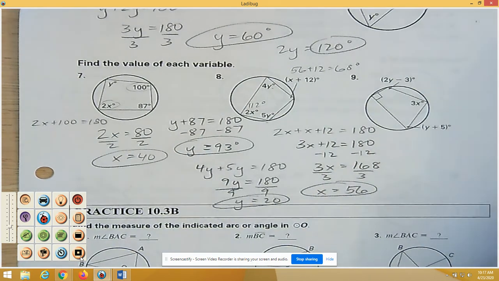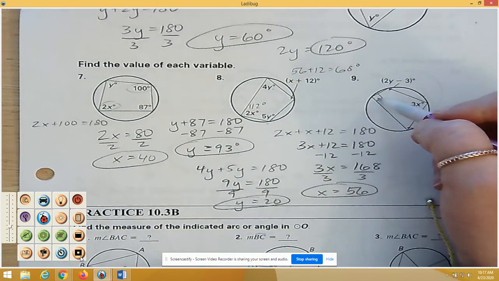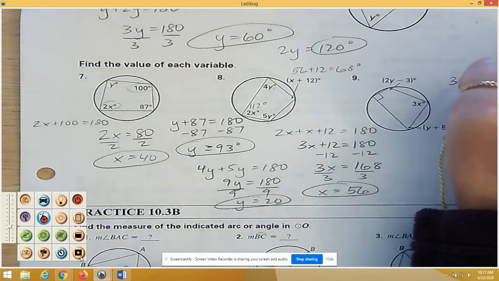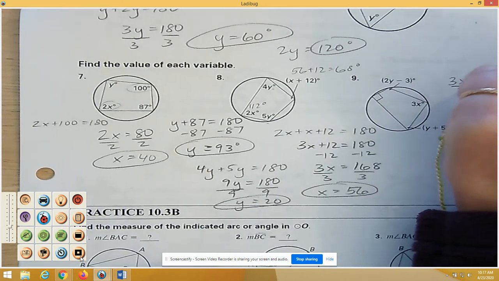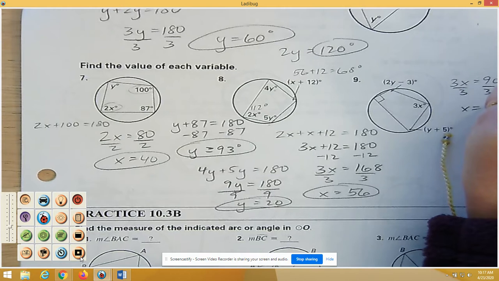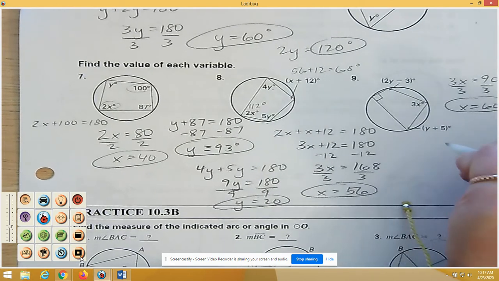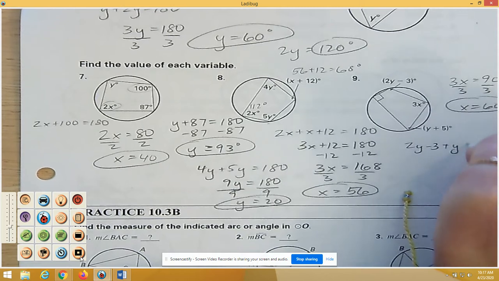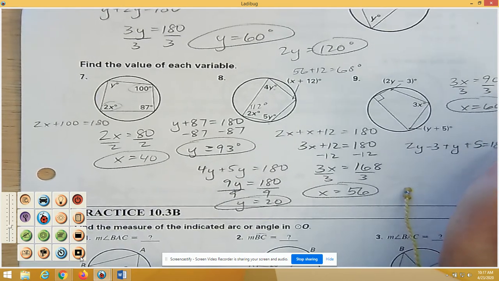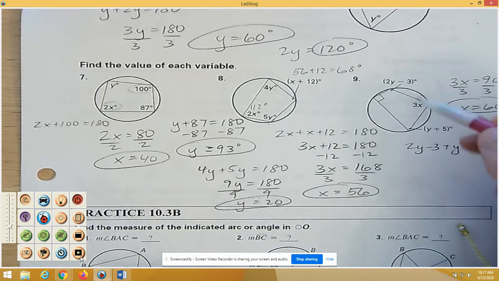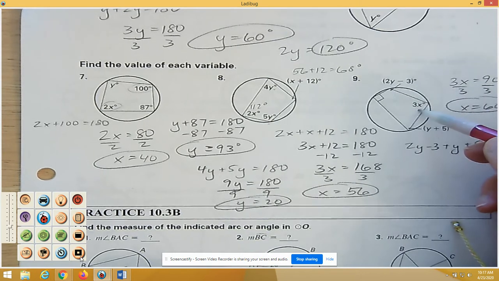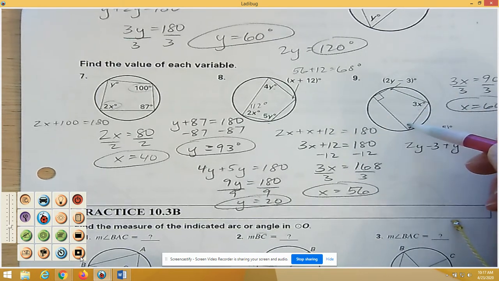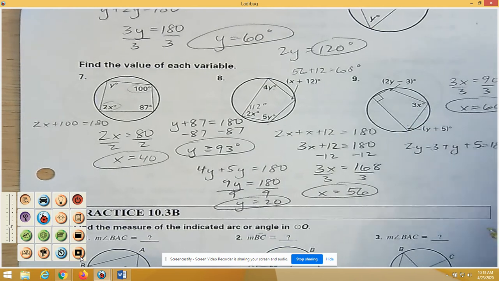All right, finally, number 9, if this is a right angle, this is a right angle, so 3x equals 90. Divide each side by 3, and x equals 60. And then finally, 2x minus 3 plus y plus 5 equals 180. And it's really tempting to just say, oh, these are both 90, so don't I set them equal? They are not equal. They are supplementary, so just be careful about that.